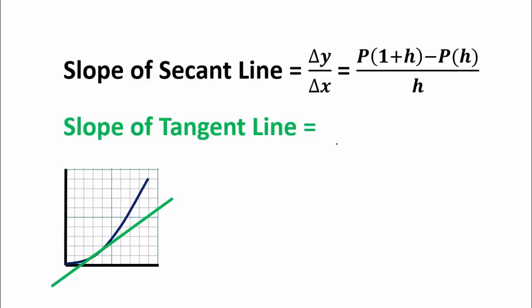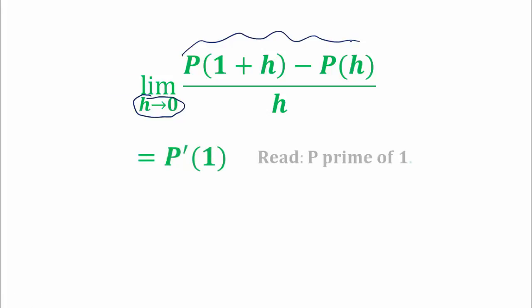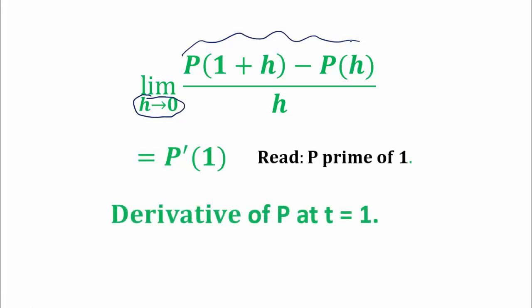As h is approaching 0, our slope of secant line is going to become the slope of tangent line. So the slope of tangent line is going to be limit as h is approaching 0 of the slope of secant line. And this is written mathematically as p prime of 1. And this is the derivative of p at time of 1. And this is how fast the car is moving at time of 1. And the derivative is what the entire differential calculus is about. So now you know basic calculus. Hooray!